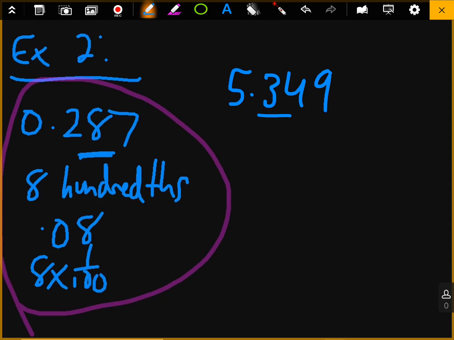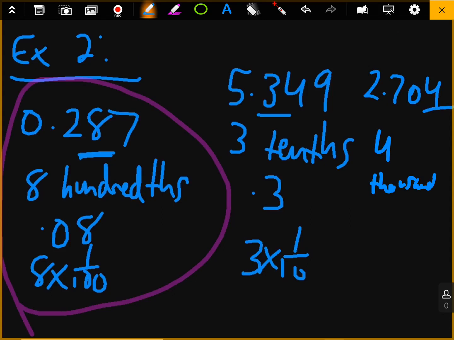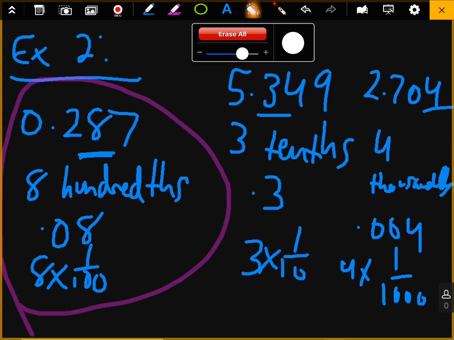5.349, if I said to find a 3, that's 3 tenths, also known as 0.3, or 3 times 1 over 10. Okay? And then if I gave you 2.704, I said find the 4, that's 4 thousandths, or 0.004, or 4 times 1 over 1,000. Okay? If you have any questions on that, make sure you write that down.